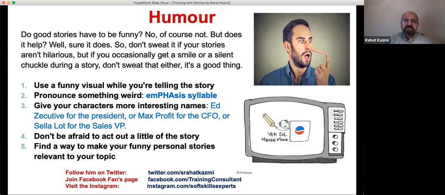Okay, use a funny visual while you're telling the story. You can see the picture I've shown here, it's like Pinocchio, okay? Or you can pronounce something weird, for example, emphasize a syllable. Or give your characters more interesting names: Add Adjective for the president, Max Profit for the CFO, chief financial officer, or Sell A Lot for the sales vice president. Don't be afraid to act out a little of the story, guys.